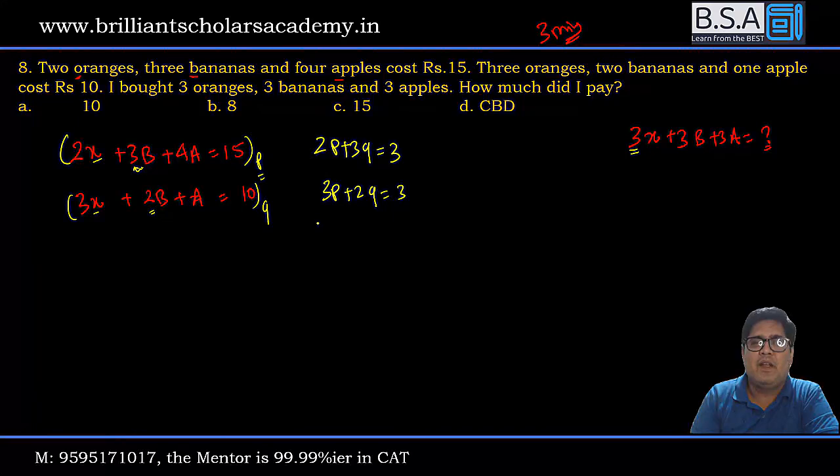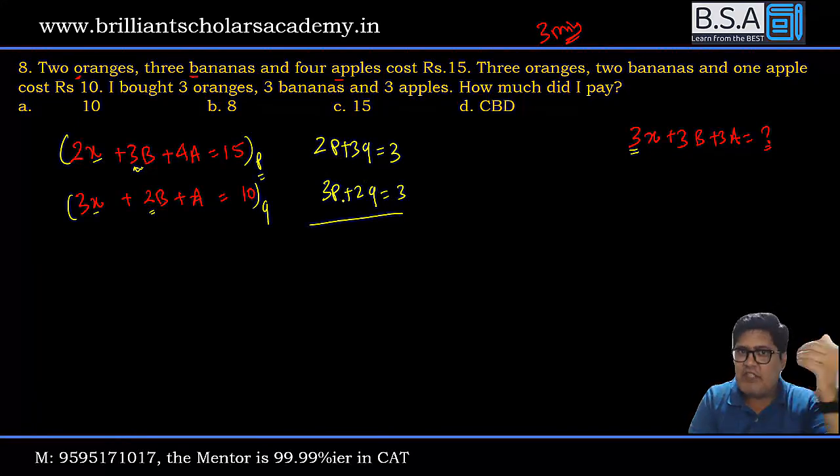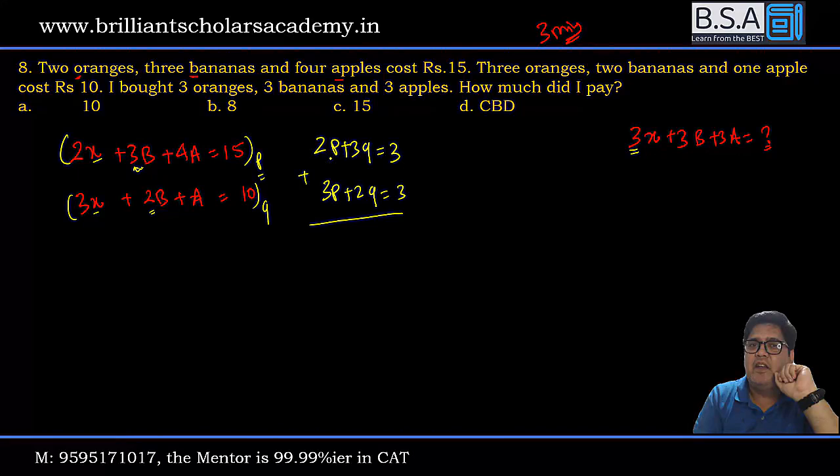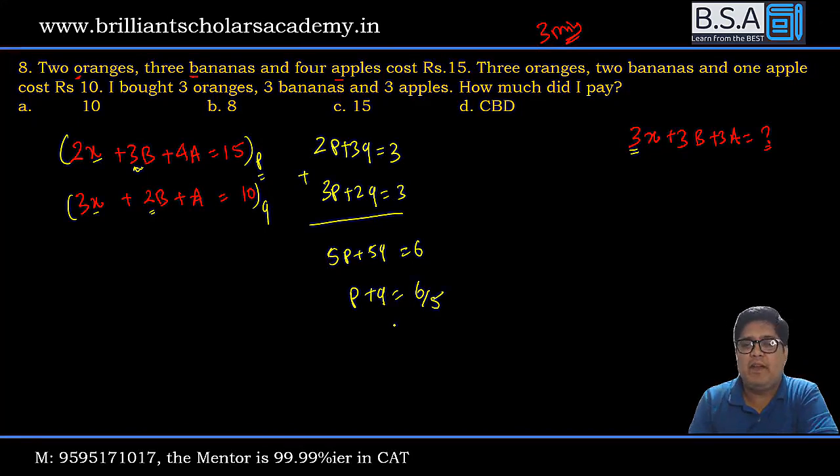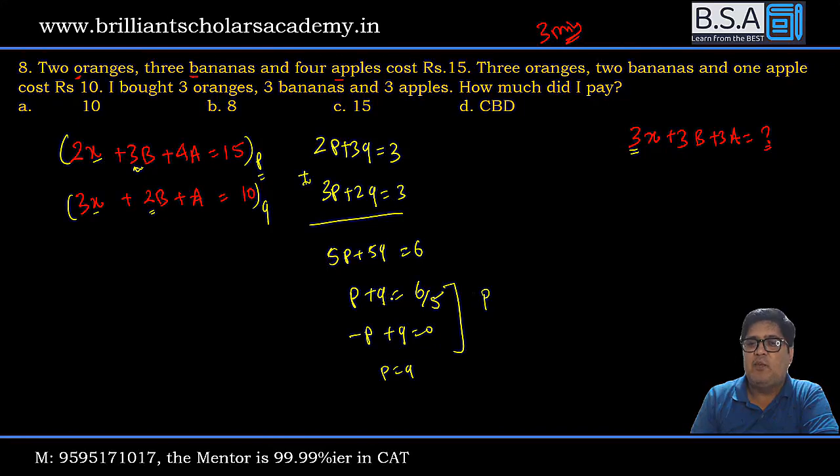How do we solve? You see, we have talked about this. Coefficients are interchanging. One of the simpler ways is to add. When you add both, you have 5P plus 5Q is equal to 6. P plus Q is equal to 6 by 5. Now, if I subtract both, please observe what I get here is minus P plus Q is equal to 0. P is equal to Q. So this gives me the idea that P and Q both are equal. So P and Q both must be 3 upon 5.